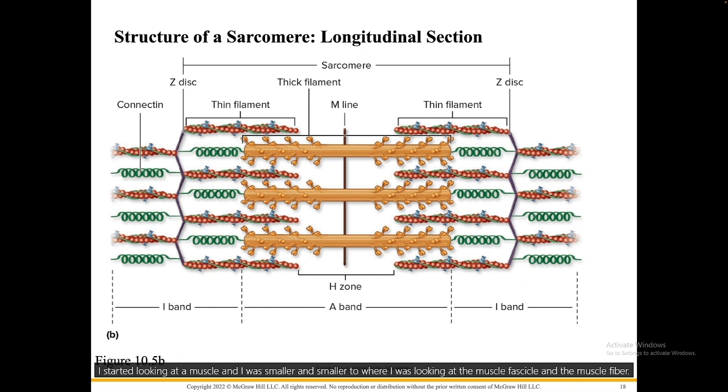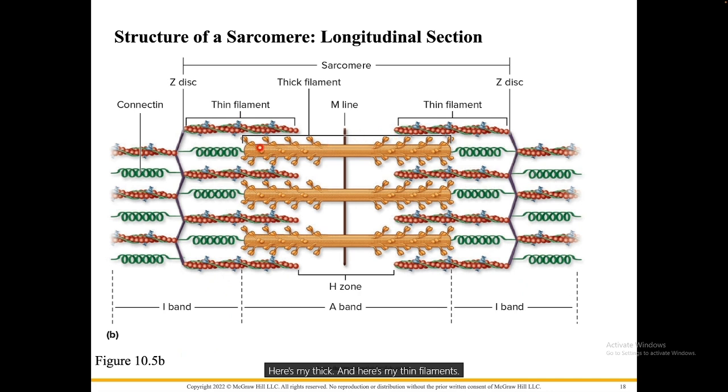I started by looking at a muscle, and I went smaller and smaller to where I was looking at the muscle fascicle and the muscle fiber, and then all the way inside the muscle fiber are these myofilaments. Here's my thick, and here's my thin filaments. We're not going to worry, but if you're remembering, the thin had the troponin and the tropomyosin on it.